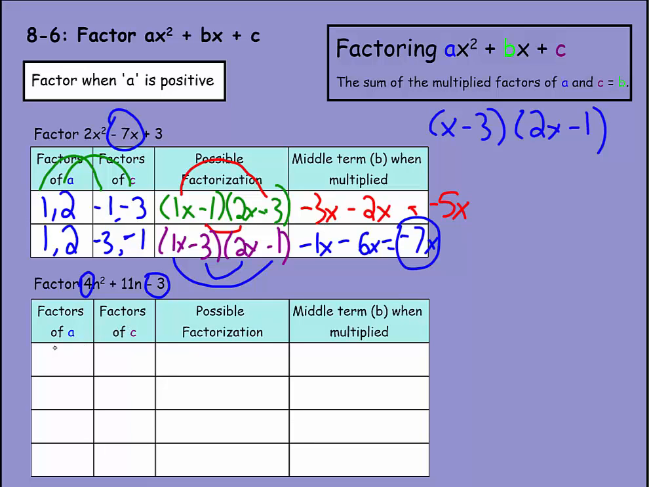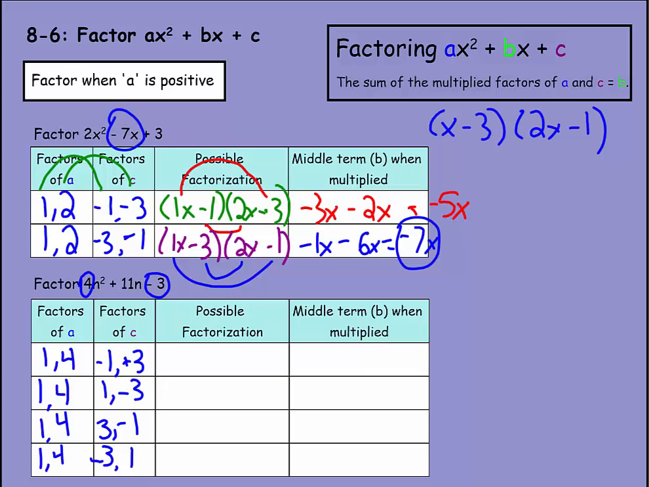So if I start with the factorizations of 4, such as 1 and 4, I need to multiply all the different possible combinations with 1 and 4. So it could be negative 1 and positive 3. It could be positive 1 and negative 3. It could also be positive 3 and negative 1. And then it could also be negative 3 and positive 1. We have to try all of these with the 1 and the 4.